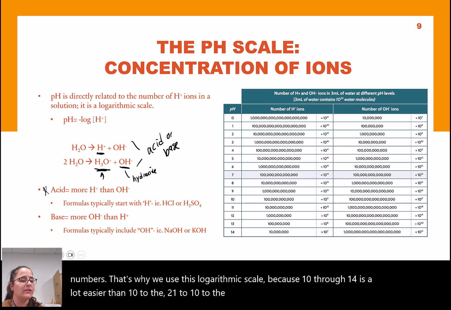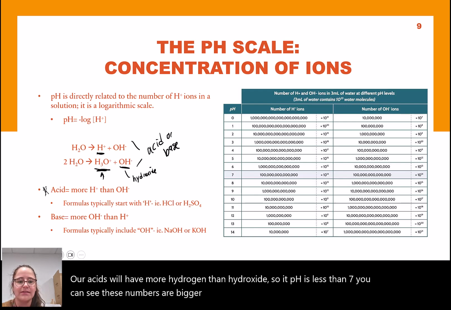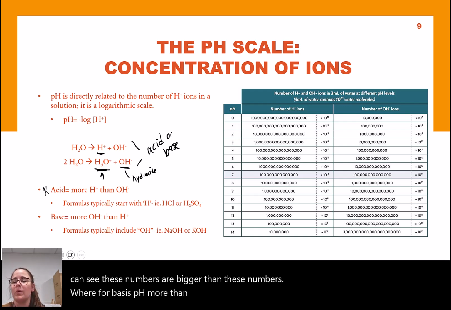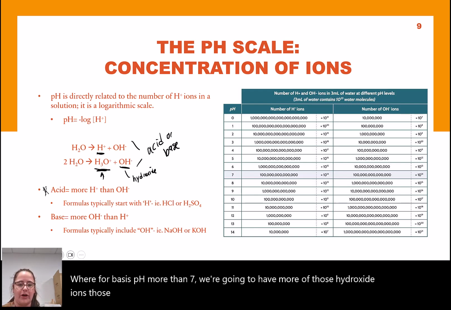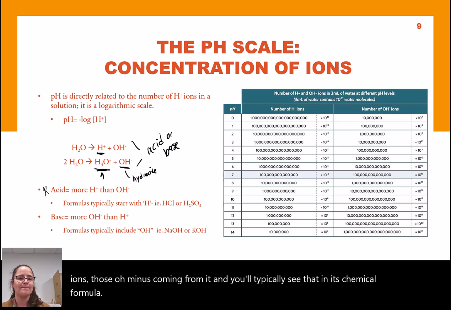Our acids will have more hydrogen than hydroxide. So at pHs less than 7, you can see these numbers are bigger than these numbers. For bases, pH more than 7, we're going to have more of those hydroxide ions, those OH minus, coming from it. And you'll typically see that in its chemical formula. Okay, cool?